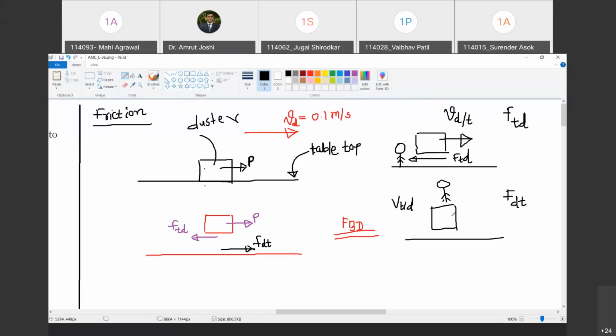As the object is moving in this direction, the observer sitting on the object or duster will feel that the table is moving in this direction with reference to him. Are you with me? Yes, sir. When you move ahead on the road and look down at the road, you feel that the road is moving back. Do you agree with me? Yes, sir. So therefore, the relative velocity of the tabletop with reference to the observer situated on the duster is in this direction.